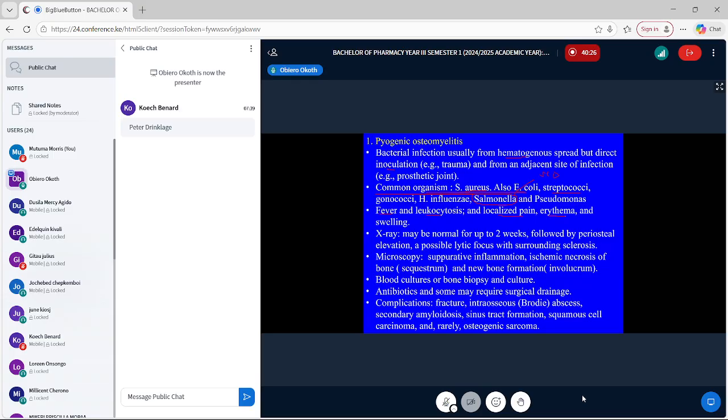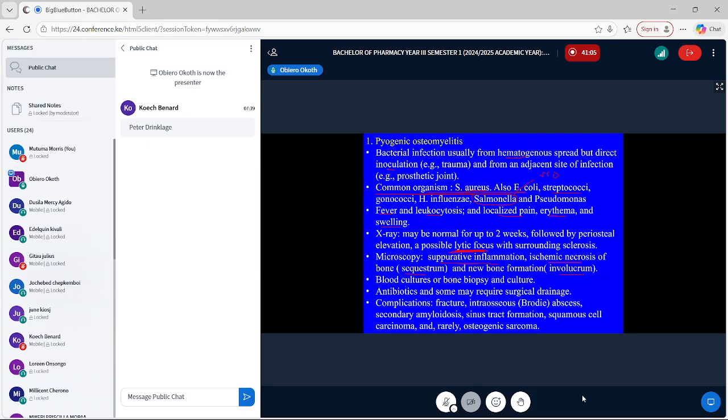They'll have fever and there'll be swelling. X-rays can be normal, and then eventually you see what you call periosteal elevation. This is the covering of the bone being elevated, and sometimes you might see an area where the infection is eating up the bone. Under the microscope, there is suppurative inflammation, pus forming. You will have necrosis of the bone, and the necrosed bone is what we call a sequestrum, and the new bone being formed is what you call an involucrum.